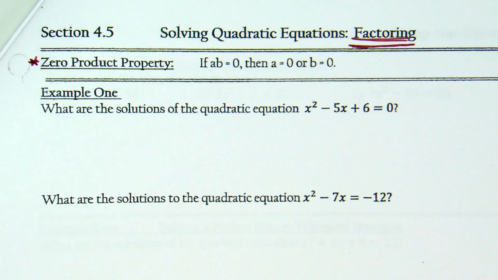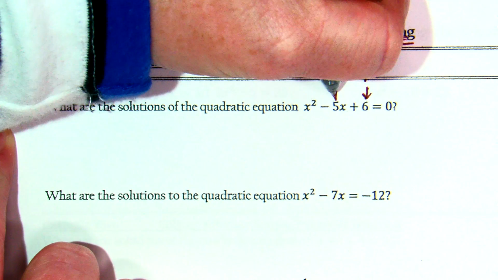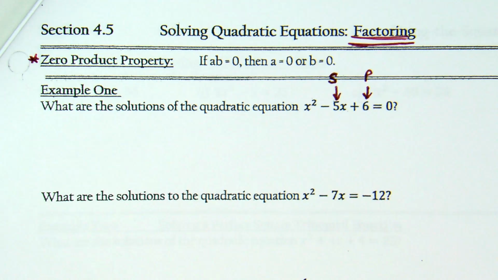Okay, so review. X squared minus 5x plus 6. How do we factor this? Does that sound familiar, guys? Product of the C term and a sum of the B term.